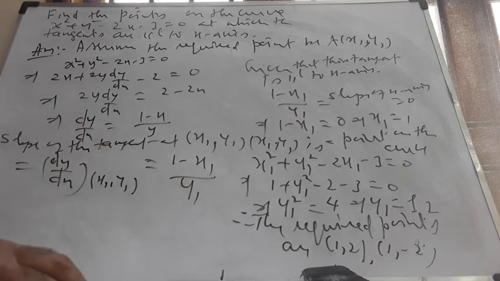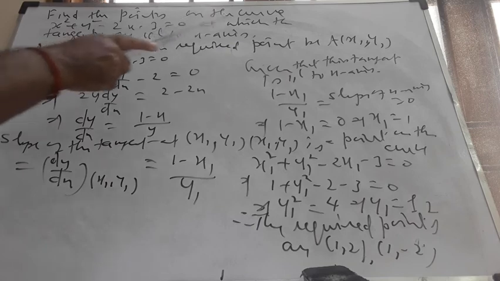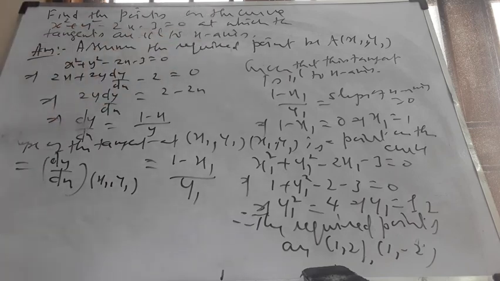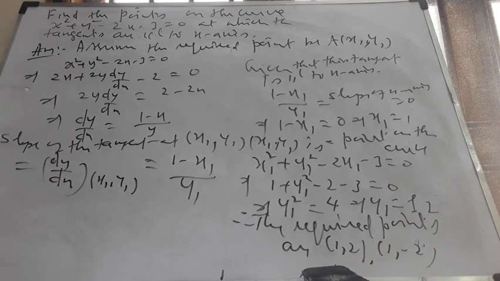Let me just explain once again. Find the points on the curve x square plus y square minus 2x minus 3 is equal to 0 at which the tangents are parallel to x-axis. Assume the required point to be (x1, y1). I told you to take down at the beginning of this answer; if anybody is interested in watching and taking down, you can take down also, it doesn't matter. x square plus y square minus 2x minus 3 is equal to 0, so 2x plus 2y dy by dx minus 2 is equal to 0, 2y dy by dx is 2 minus 2x, dy by dx is (1 minus x) by y.